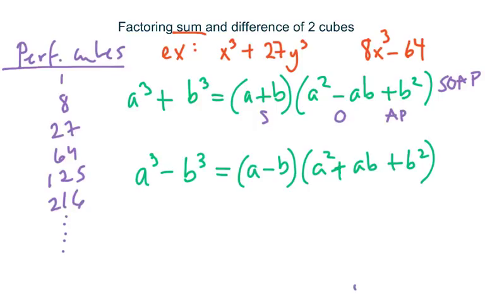Down here for a cubed minus b cubed, we can still use SOAP as an acronym to help us remember the signs. Same sign, the minus, right? Opposite sign, plus, always positive. So it's a little bit helpful. You still have to remember the general format, but that helps you remember the signs.